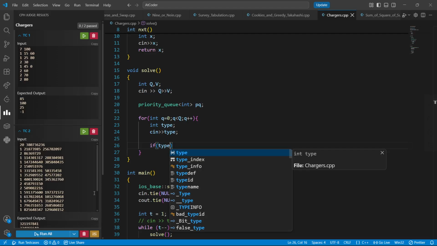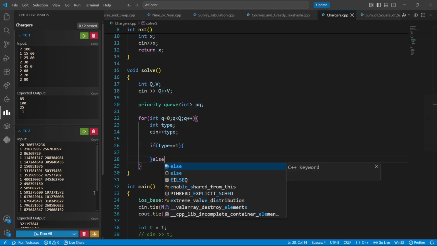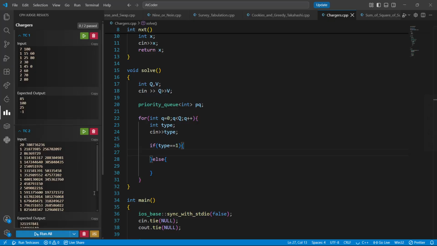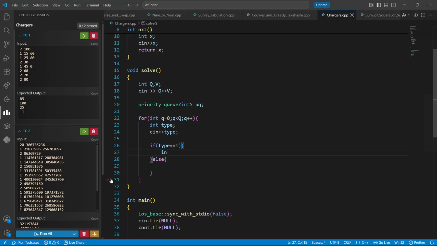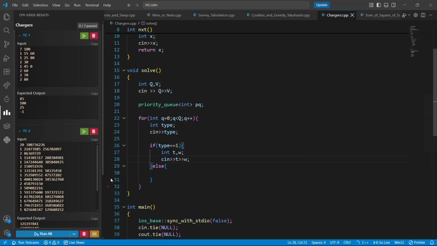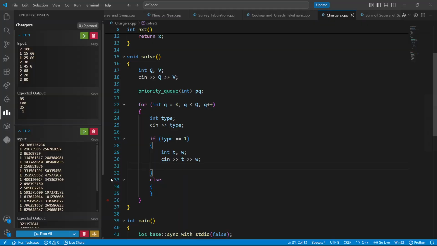I'll check if type is 1. Which means we are inserting the battery into the charging slot. Else we are removing. So when you are inserting, it's of the form 1, T, V. So we'll be taking T and W. So you have taken time in this thing. Now whatever voltage was there, as I said, we have to make sure it is referenced to 0. So you'll do W is equal to W minus T. T is basically time, okay.